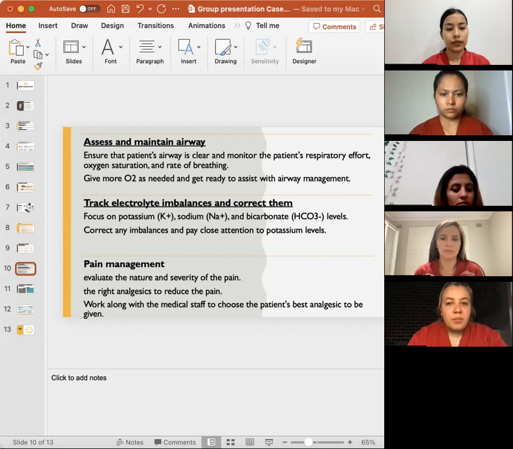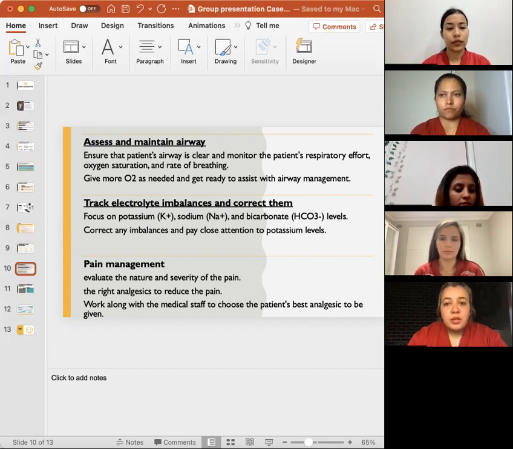Acute decay and vomiting can cause hypokalemia, which can worsen cardiac conduction problems. Thus, close attention should be paid to potassium levels in her condition. On the basis of the given case study, potassium supplements should be administered with caution while keeping an eye on cardiac and renal function. And the third one is pain management.